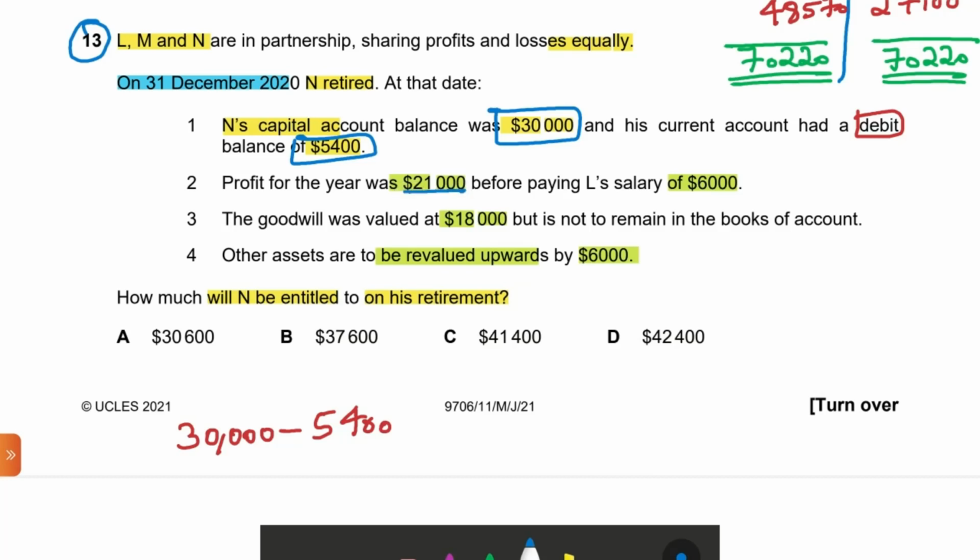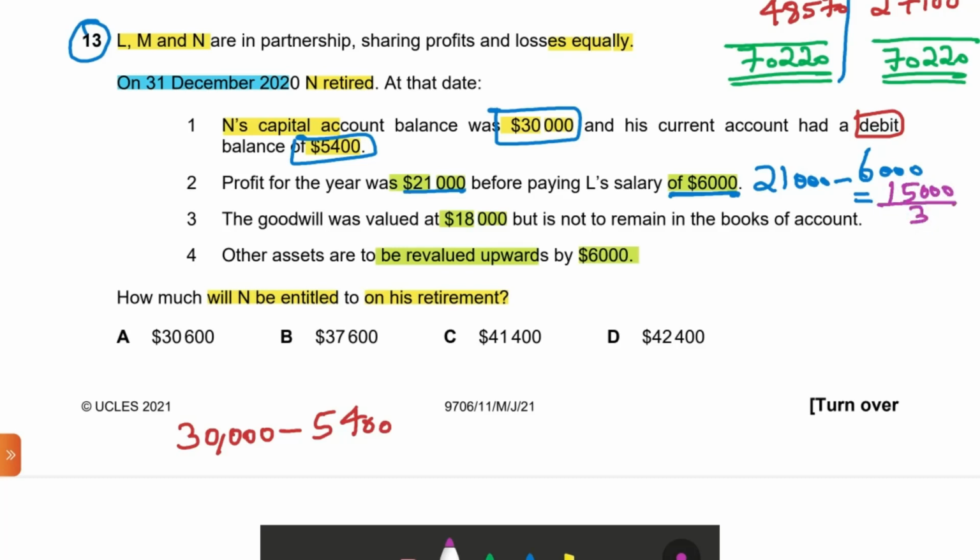21,000 is the profit for the year before paying L's salary. Partners always get the divisible profit after adjusting interest on capital, interest on drawing, partners' salary and other commission. So after deducting 6,000, that is the divisible profit. 21,000 minus 6,000 is 15,000. 15,000 is the total divisible profit, divided by 3.